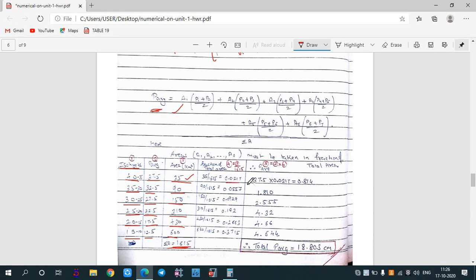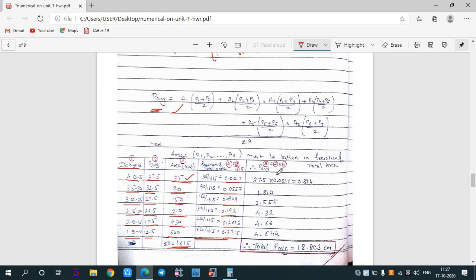The first value is 0.0217, the next is 0.0557, the next is 0.0929, the next is 0.192, next is 0.2663, next is your 0.375. Okay. So these are the values which we have got for each row.